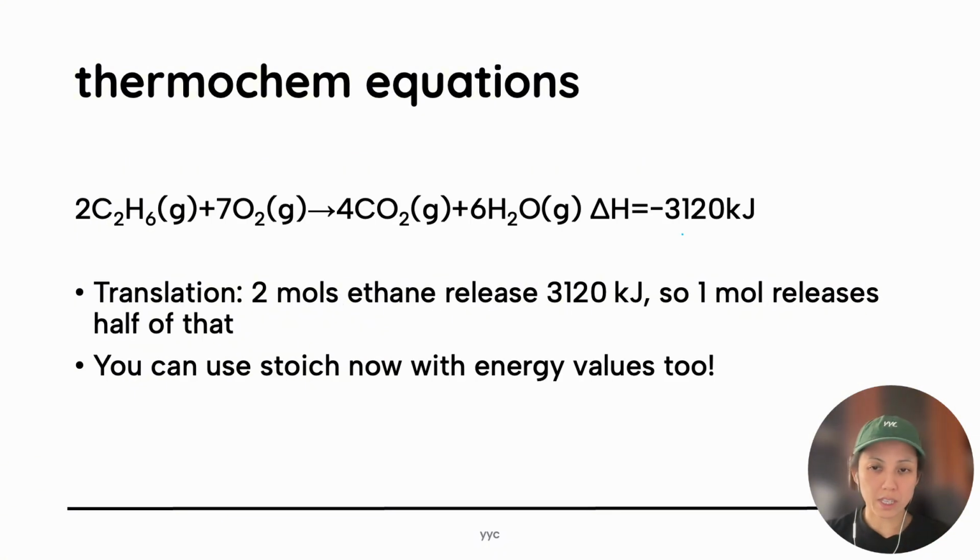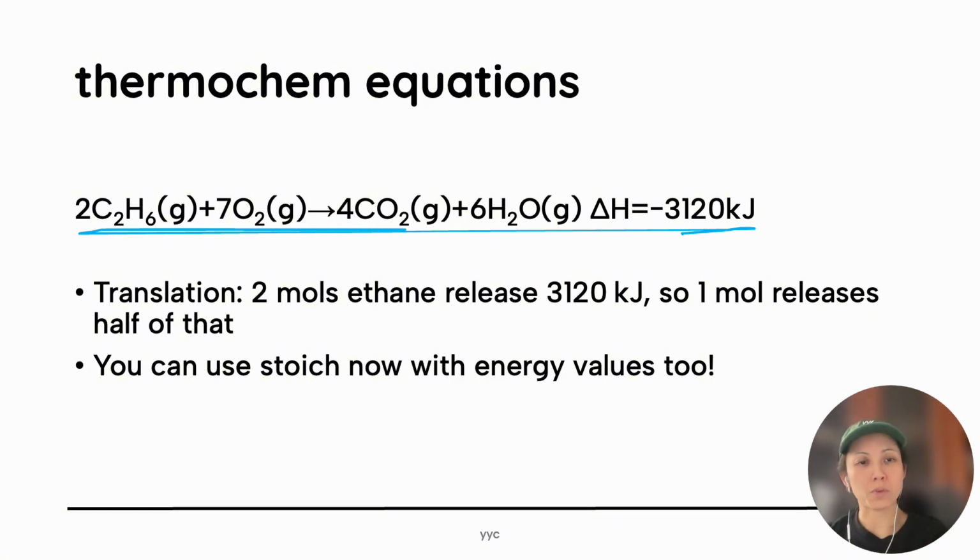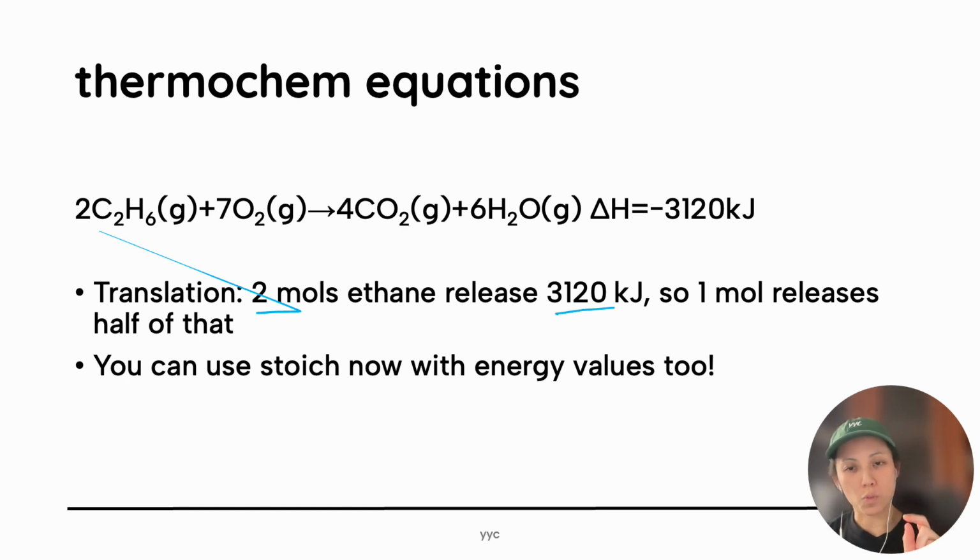This energy value here is reflecting the balanced equation. So whatever mole ratio exists in your equation, that's the energy that's released from that. So here, for example, if you translate this equation, it's saying for every 2 moles of ethane, so you can see it's a balanced equation, 2 moles, it will release 3,120. So you can see here it's negative again, which means there's a release in energy. So 3,120 kilojoules of energy. So if you only use 1 mole of ethane, as an example, you'll only release half of that.